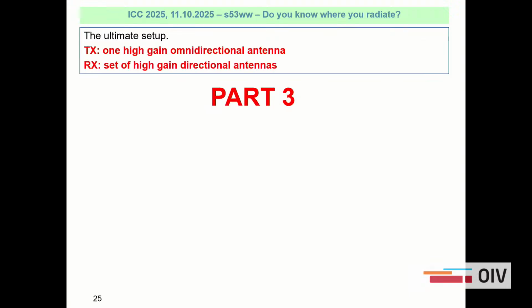Okay, then the part 3. So what will be the ultimate setup for 2 meters? Right, 1 high gain omnidirectional antenna, and then a set of high gain directional antennas. That would be a very expensive setup, and the idea would be that this high gain omnidirectional antenna is built in a way that you can use its parts also for the receiver, for receiving. So the idea is you create this antenna by combining a set of high gain antennas in different directions, which on the receive side you can use each one you select, right? You select each one of them.